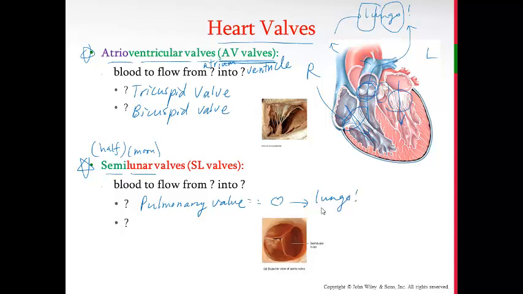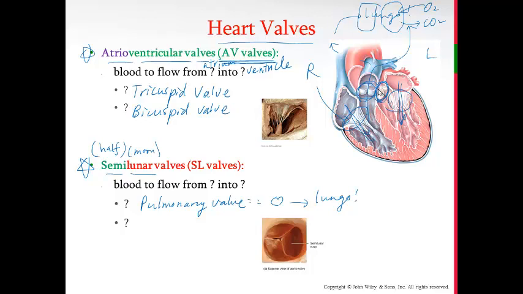And why do they have to go to the lungs? If you see the coloration over here, it shows you that this is deoxygenated blood. It's depleted of oxygen. So it has to go to the lungs in order to get the oxygen and get rid of the CO2.